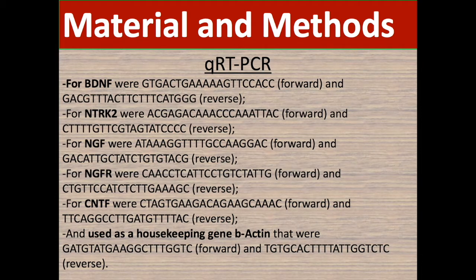For BDNF were GTGACTGAGTTCCACC forward and GACGTTTACTTCATTCATGGG reverse. For NTRK2 were ACGAGACACCCAATTAC forward and CTTTGTTCGTAGDATCCCC reverse. For NGF were ATAGGTTTGCCAGGAC forward and GACATTGCTATCTGTACG reverse. For NGFR were CACTTCATTCCTGTCTATTG forward and CTGTTCCATTCTGAAGC reverse. For CNTF were CTAGTGAGCAGAGCAAC forward and TTCAGGCCTTGATGTTTAC reverse.